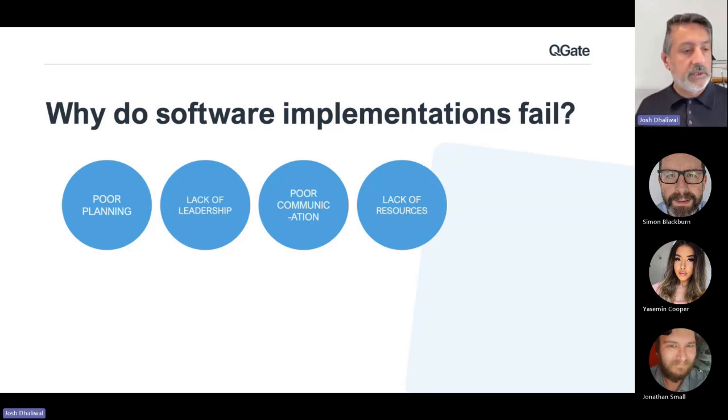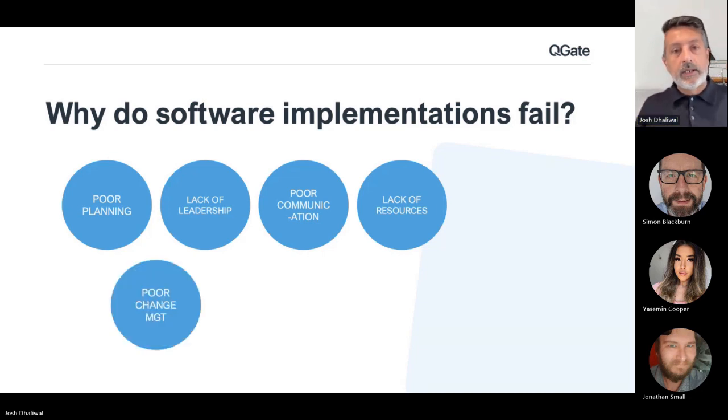Lack of resources. Another reason why software project processes go wrong is inadequate resources to complete the project. Improper resourcing can also lead to problems such as schedule delays, cost overruns, and quality defects. This is obviously another important one.